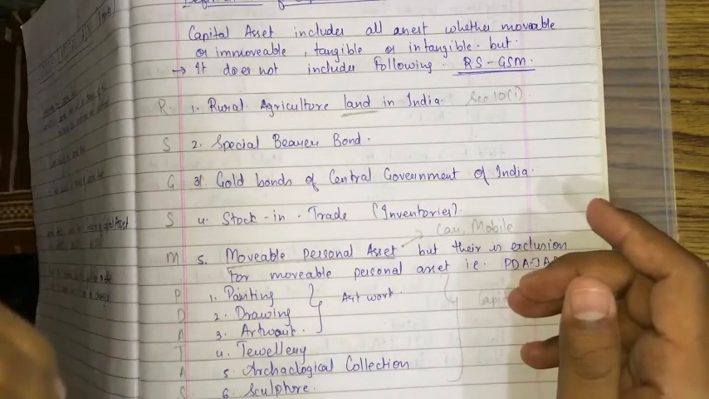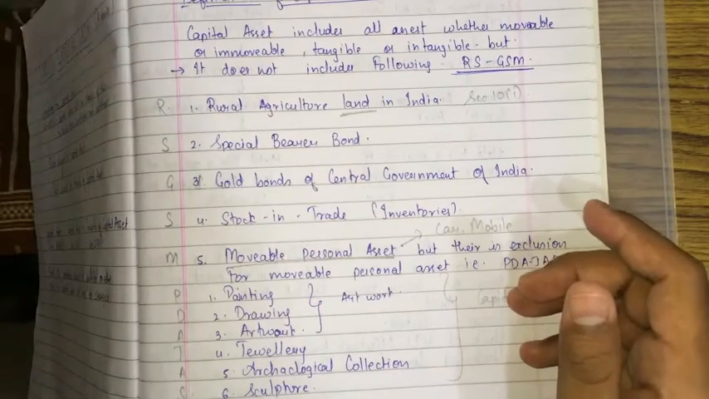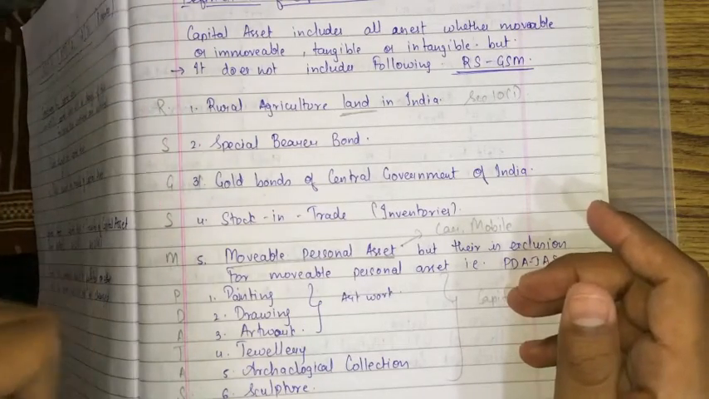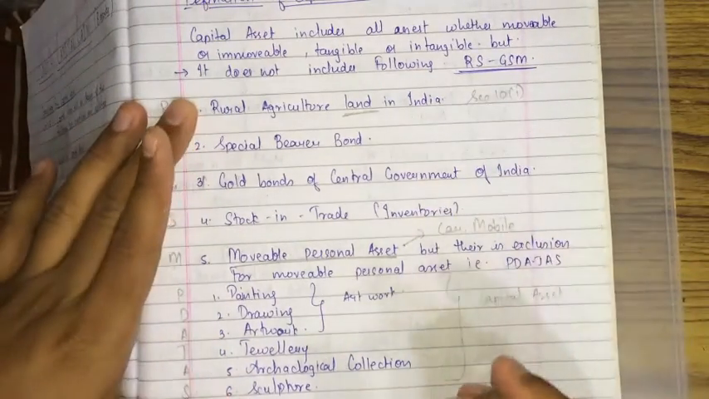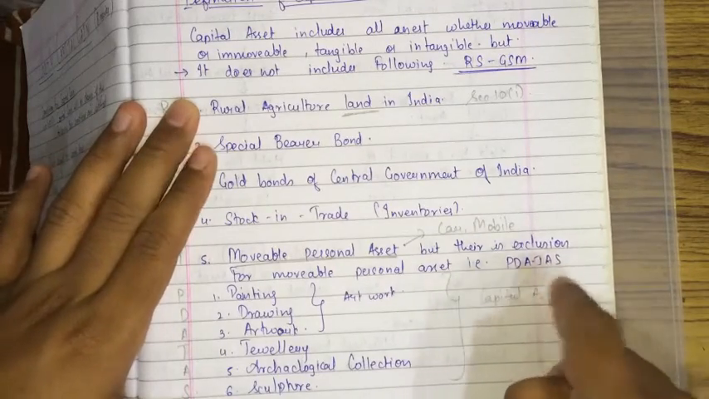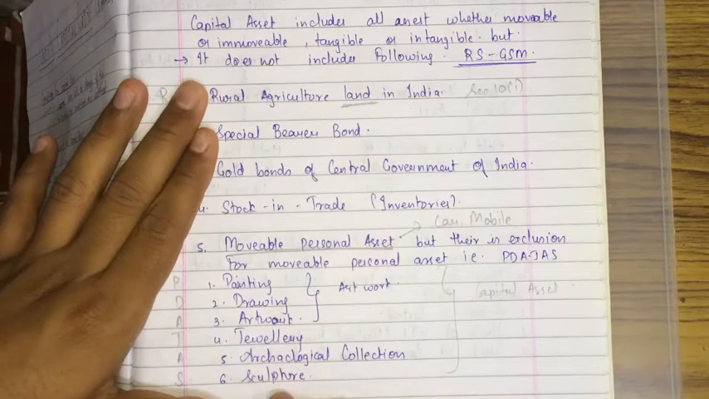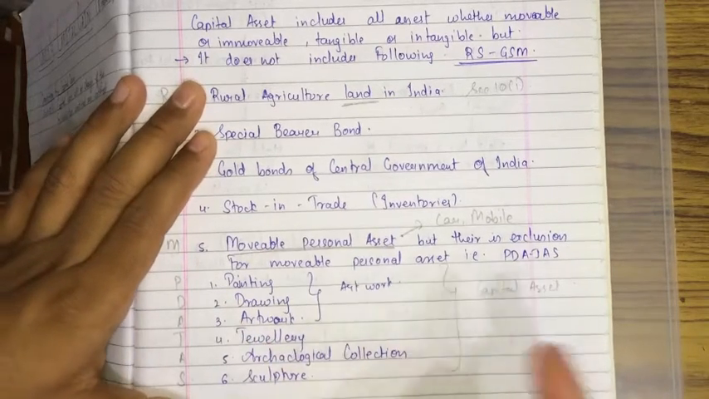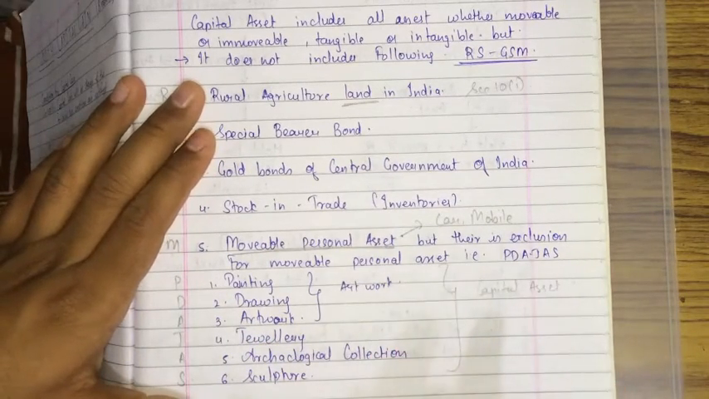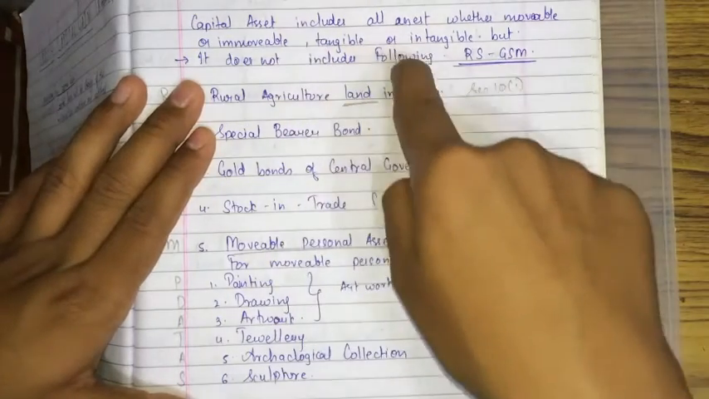But movable personal asset have exceptions. There are following assets will be considered as capital asset, and the following are PDA jazz. PDA jazz means painting, drawing, artwork, jewelry, archaeological collections, sculpture will be considered as capital assets and not be excluded from the definition of capital asset.